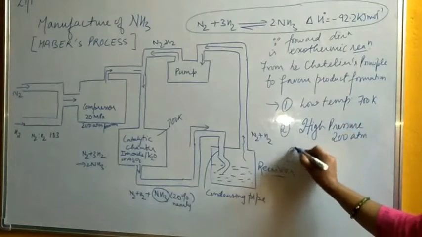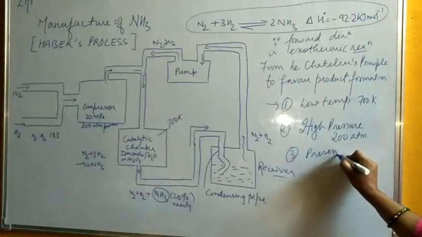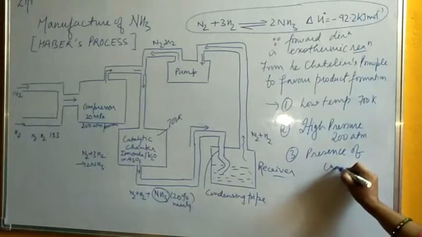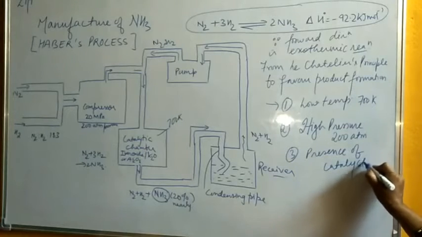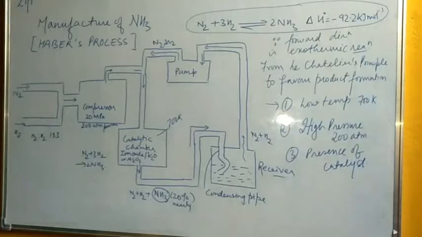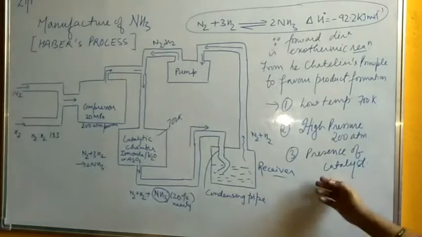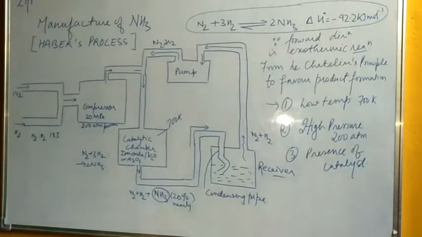And the third thing is the presence of the catalyst will favor the reaction. Presence of catalyst, so here we are using the iron oxide, or we can take potassium oxide or aluminum oxide along with the promoter, that is the molybdenum, right students.